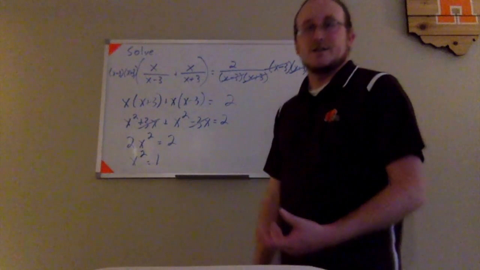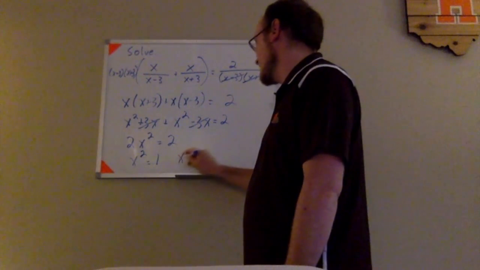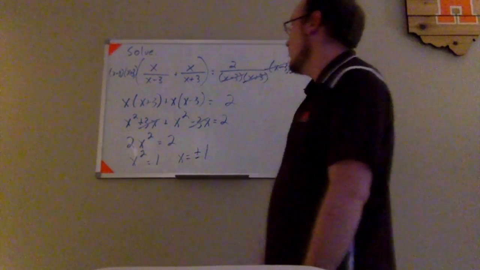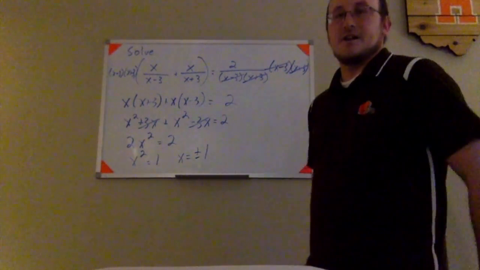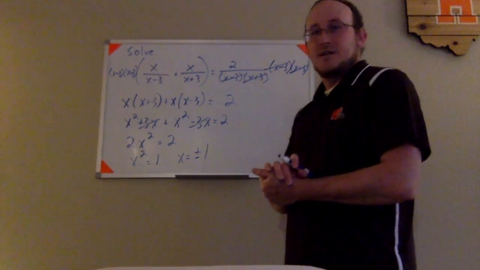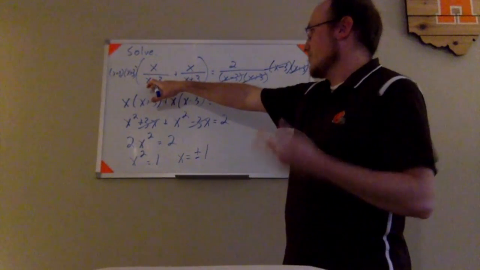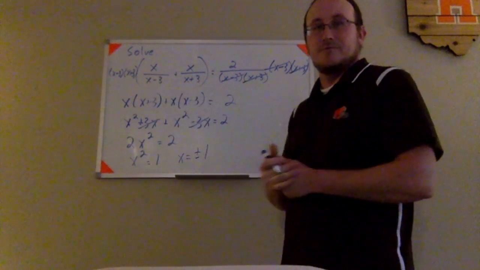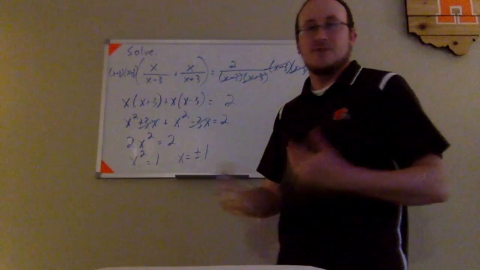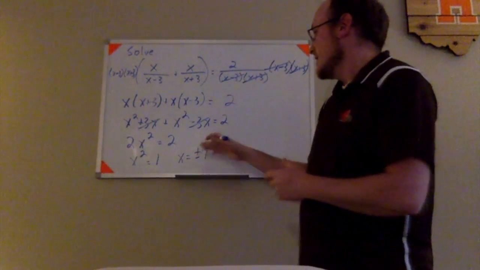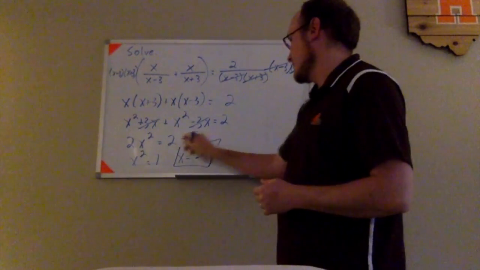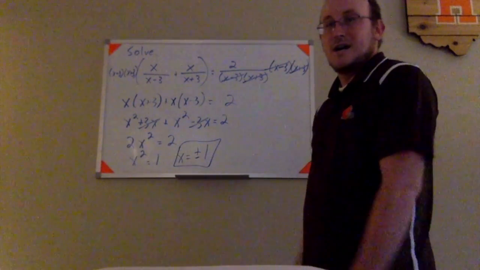And then finally, taking the square root of both sides, I will get that x is equal to positive or negative 1. That doesn't violate any of the restrictions on the variables. The variables were not allowed to be 3 or negative 3. Those are what would have made the individual expressions undefined because they had a 0 in the denominator. So here we have our two solutions. We have x equals positive or negative 1.